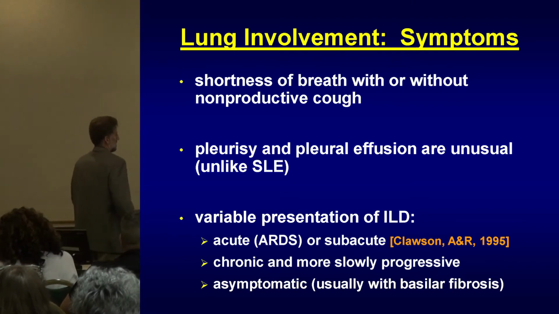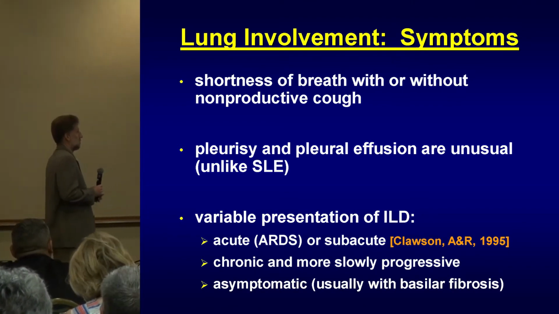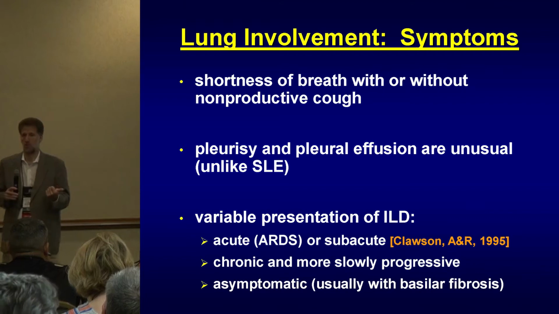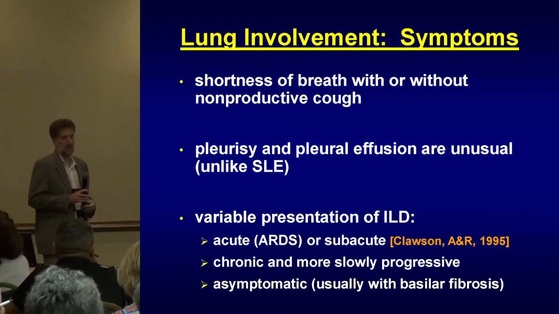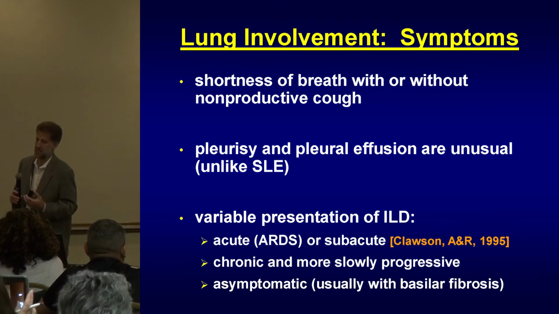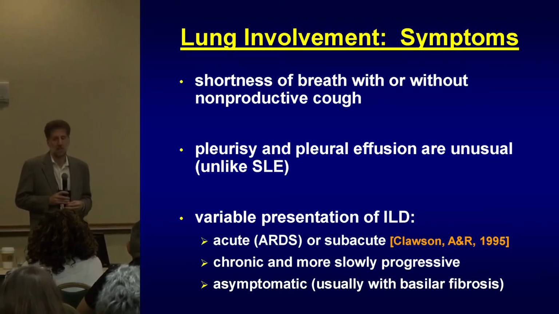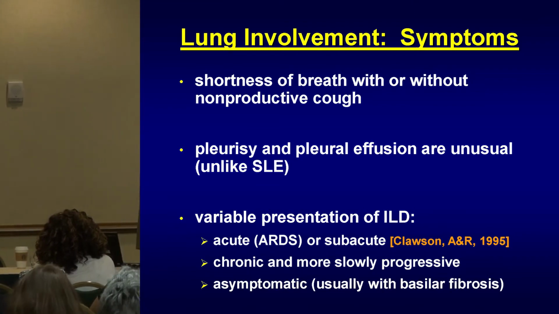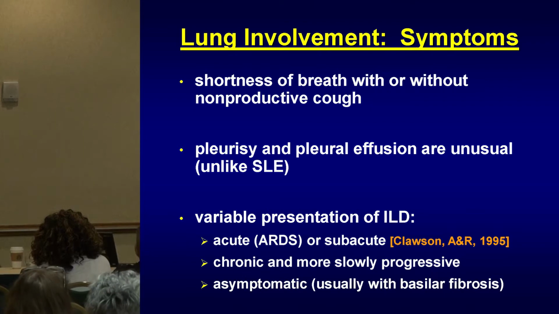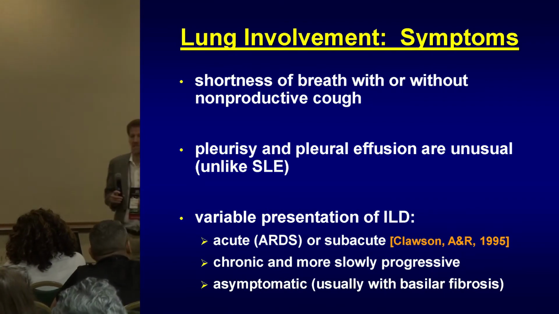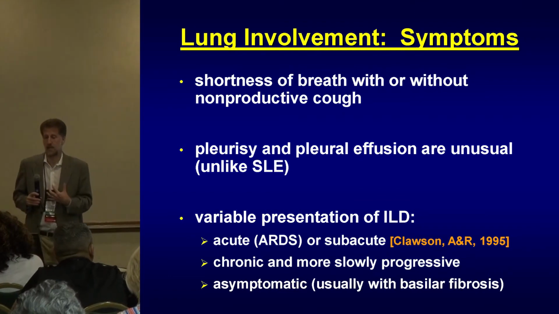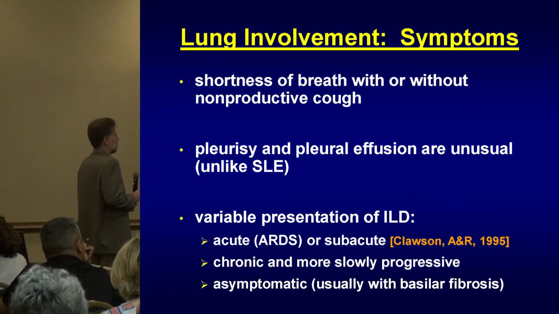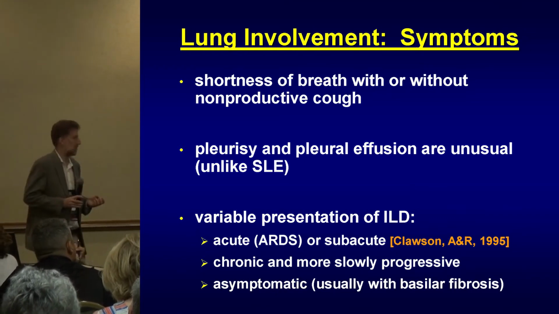So what are the symptoms? This isn't really rocket science. People who have lung problems are going to have shortness of breath. Cough, although typically if it's not an infection, if it's related to the disease, it's usually non-productive, meaning that there's not a lot of phlegm or sputum production. Unlike other autoimmune diseases such as lupus, it's much less common to get pleurisy, or pleuritic pain, or fluid around the lungs, what we call pleural effusion. It can happen, particularly in myositis overlap syndromes, but it's not common.